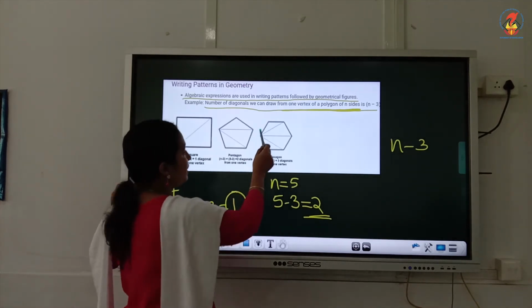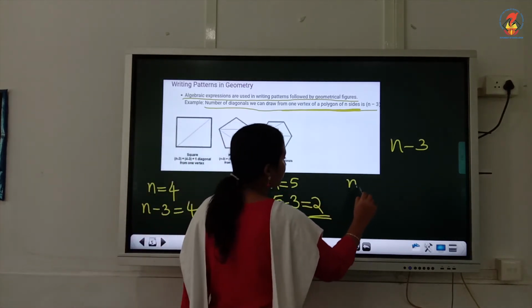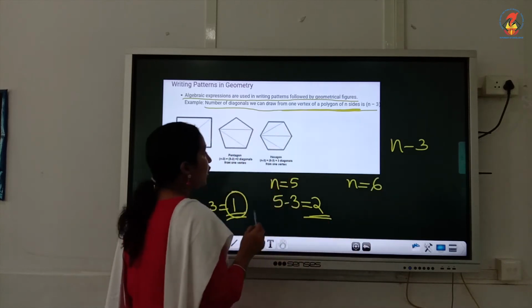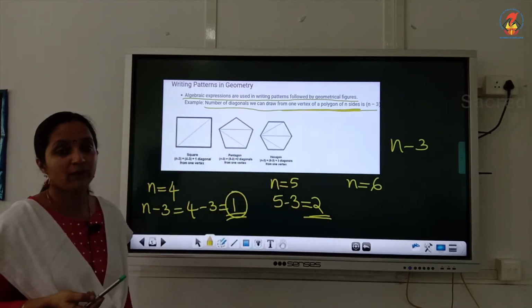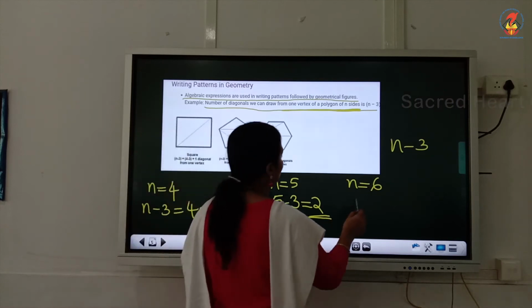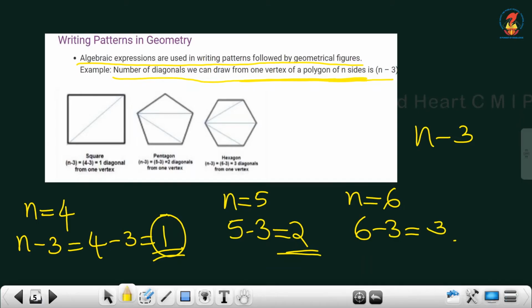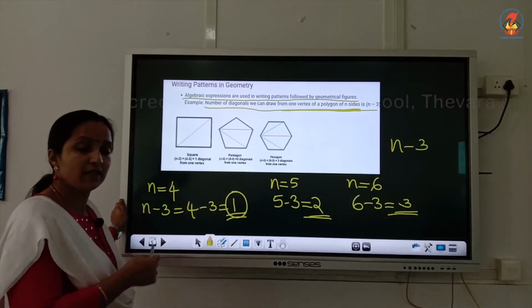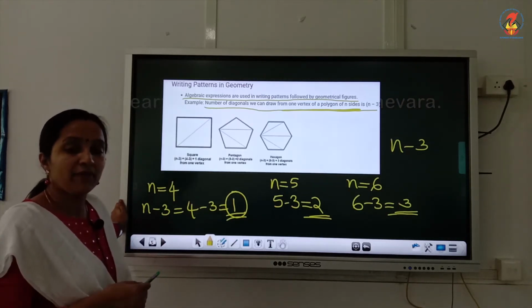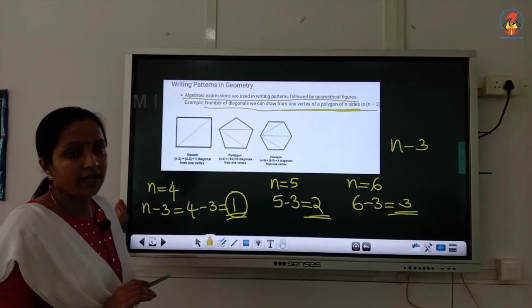Suppose take this example. This is a hexagon. Hexagon means how many sides are there? 6. So how many diagonals you can draw from one vertex? 6 minus 3. What is the answer? 3. So what is the meaning? 3 diagonals we can draw from one vertex of this particular polygon. So there are some rules in number patterns, there are some patterns in geometry. Everywhere we are using algebraic expressions.